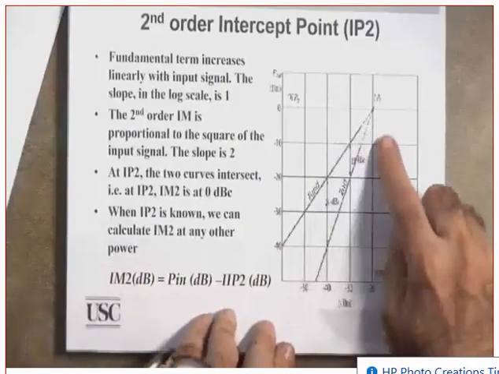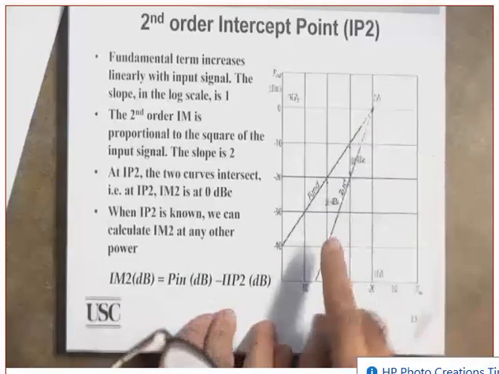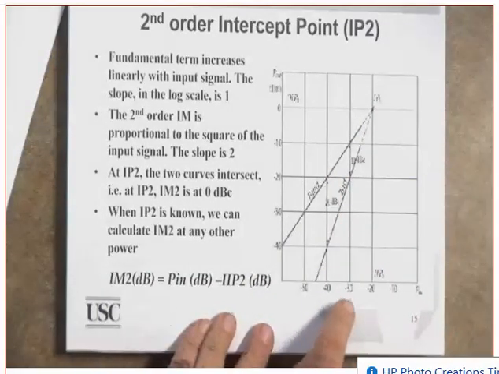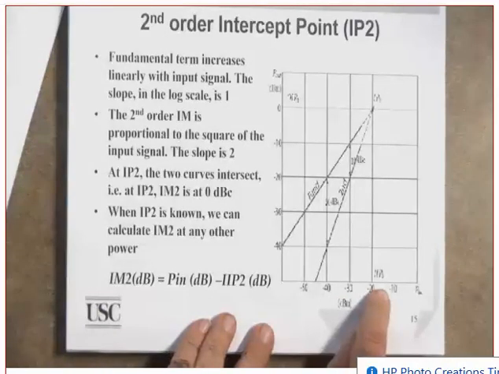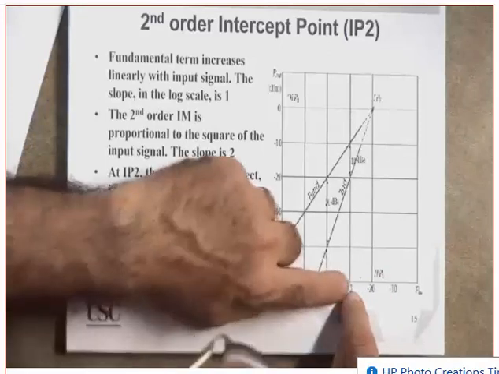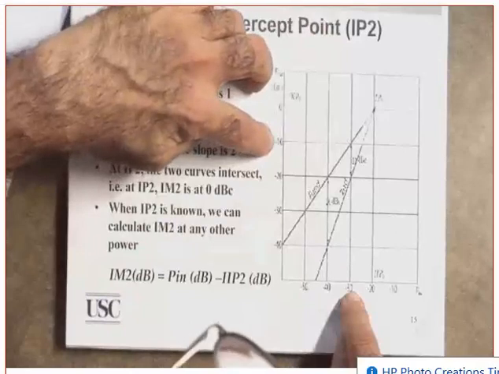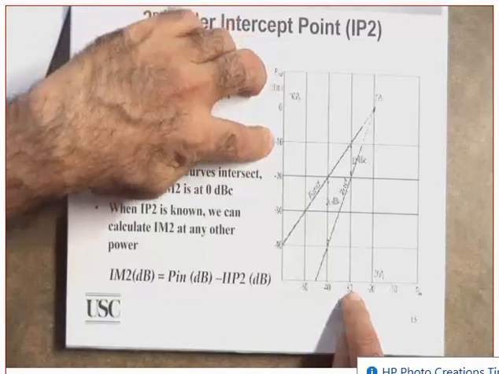Now, listen to me. When they meet, yes, then from these two curves, you can figure out what? At every input, in other words, if the input power is minus 30 dBm, the input is the fundamental. Yes or no? If it is minus 30 dBm, what is the output power, the fundamental? Minus 10. In this example, what does that tell you about the gain? It's 20 dB. Yes or no?